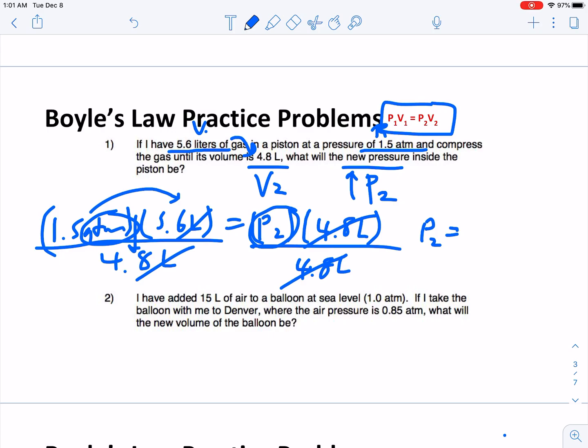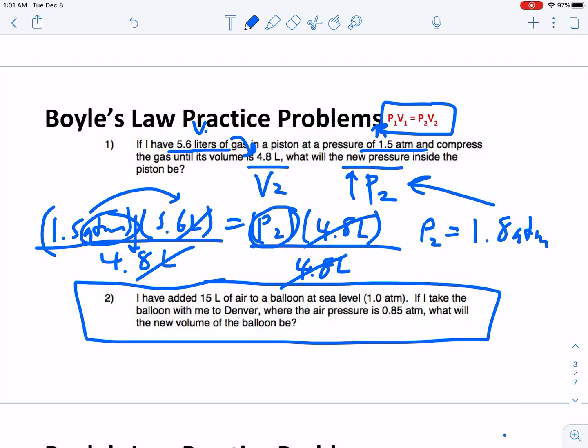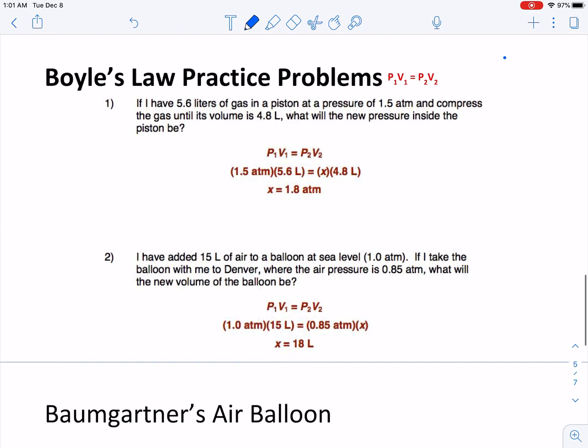My P2 will come out to be... oops, my bad. I'm looking at the wrong thing here for my answer key. Sorry, the P2 that you should get is 1.8 atmospheres. And notice that that is higher than 1.5, so that makes sense, right? The pressure did go up. So go ahead and try this problem number 2 on your own. Once you're done, you can cross-reference the answer with the answer key here.